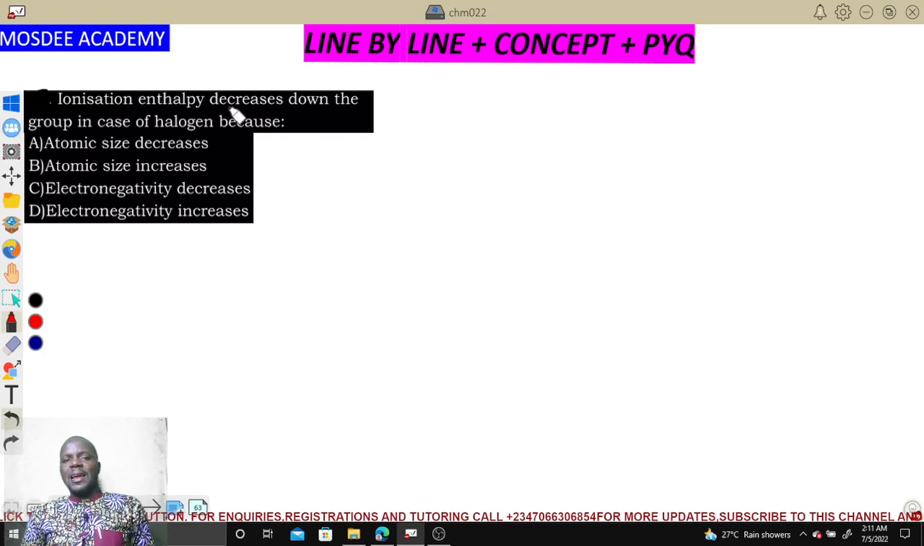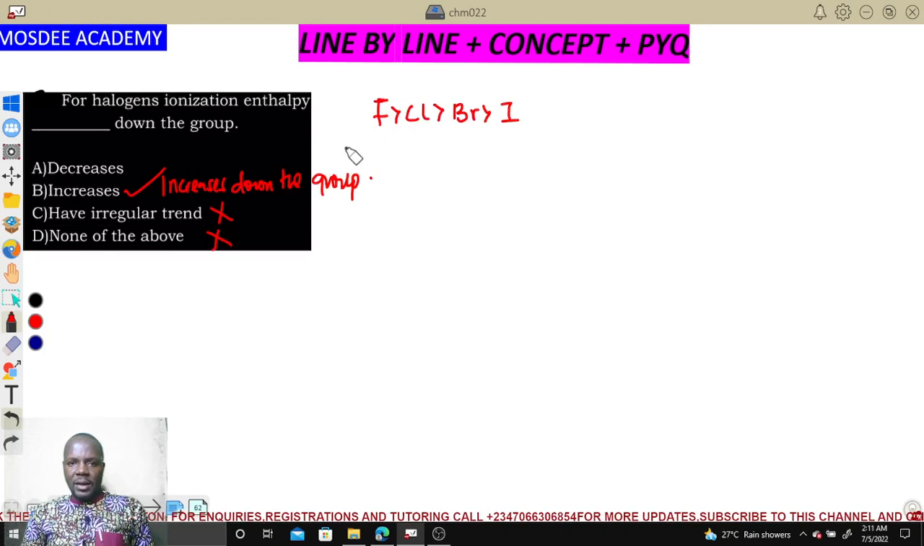Now, ionization energy decreases down the group in the case of halogens because dash. Ionization energy decreases down the group. What am I picking here? Let's check, please. I said fluorine is greater than chlorine, is greater than bromine, is greater than iodine. So what does this mean? It decreases.